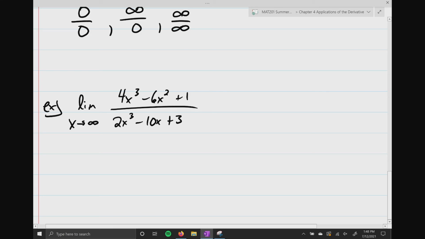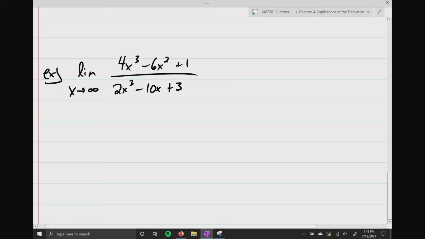So first things first, notice the limit. X is going to infinity. So if I were to use direct substitution, I'm going to get nothing more than just infinity in the numerator over infinity in the denominator. Indeterminate form. So now that I've established I got an indeterminate form, I'm going to try L'Hopital's rule, see what happens. So limit as x approaches infinity.